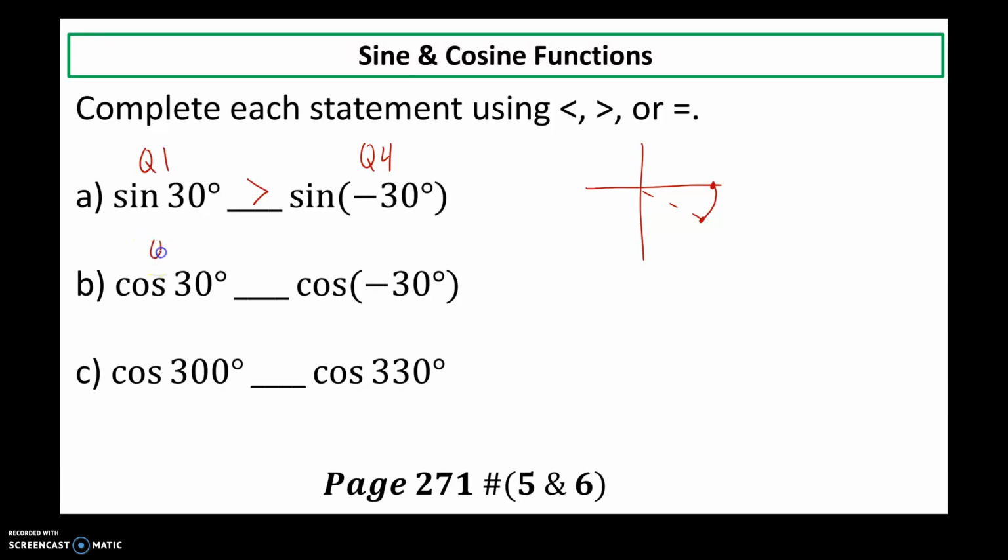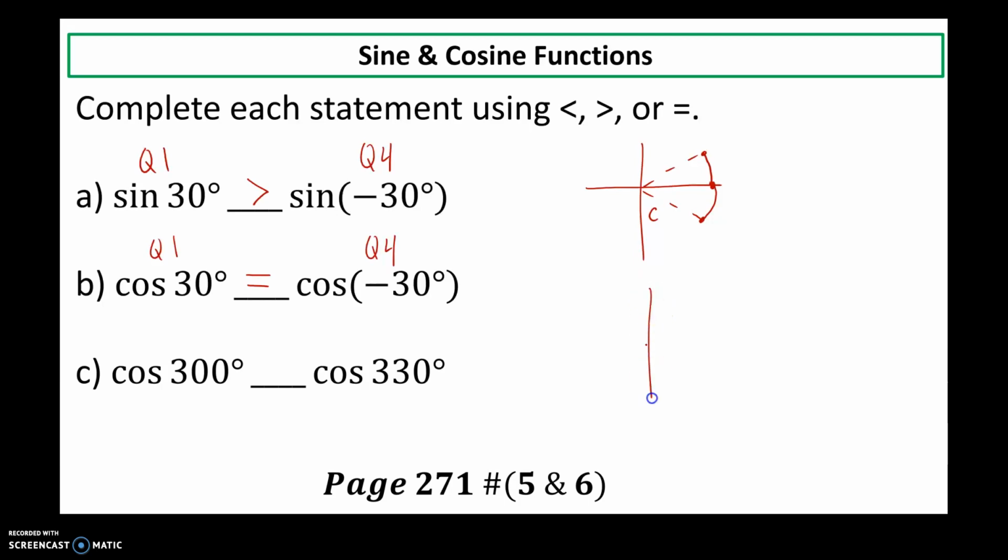Okay, cosine of 30 and cosine of negative 30. 30 is in the first quadrant, negative 30 is in the fourth. So I'm rotating the same amount from the x-axis. In both quadrants, the cosine is positive, so these values will be equal to each other.